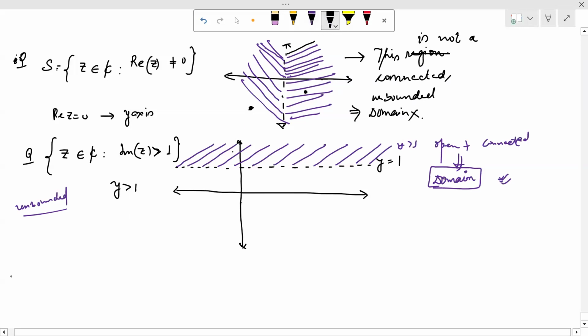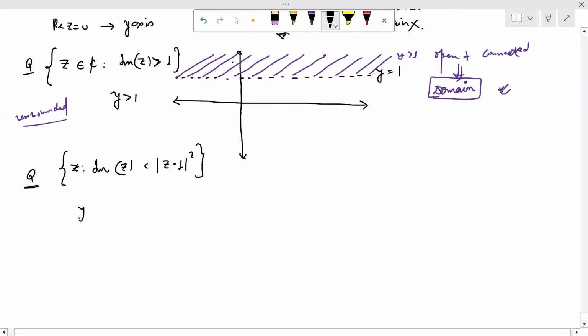What do you think about this? Let's say I'm talking of all those complex numbers such that imaginary part of z is less than modulus of z minus 1 whole squared. What do you think about this? Whether this forms a domain or not?